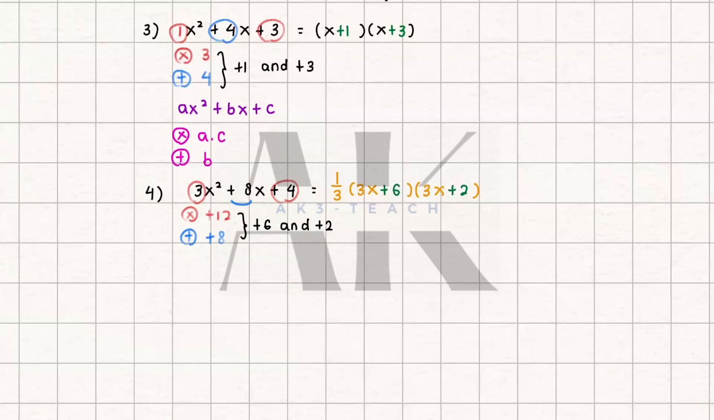Now that I have it like this, the 1 over 3 is going to be combined with either of these terms, the 3x plus 6 or 3x plus 2. In this case, I cannot divide 3x plus 2 by 3. So a neater approach for this is that I'm going to combine these two. What will I get? 3x plus 6 over 3, times 3x plus 2. 3 over 3 gives me x, and 6 over 3 gives me 2. And this becomes the final answer for factorizing this question.